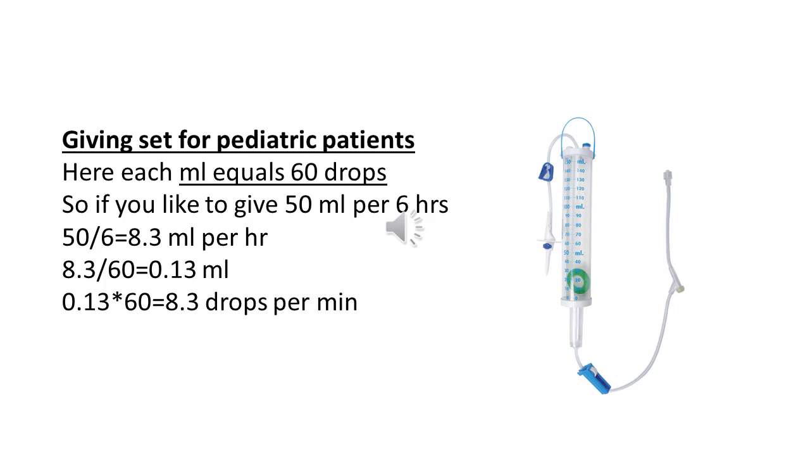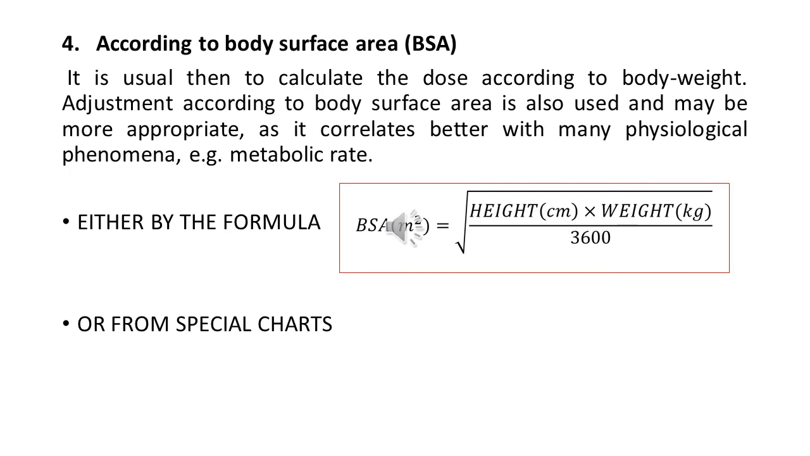So if you want to give 50 ml per 6 hours, 50 divided by 6 equals 8.3 ml per hour. 8.3 divided by 60 equals 0.13 ml per minute, and 0.13 times 60 equals 8.3 drops per minute. So you control the adjustment on the valve until you get 8.3 drops per minute.